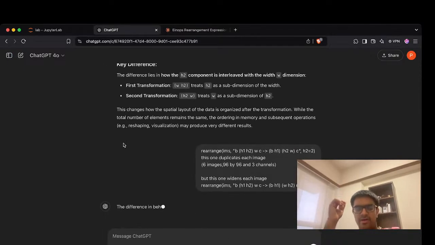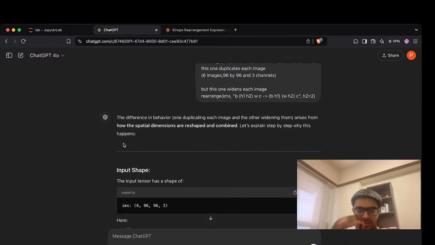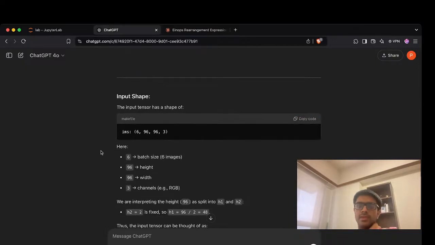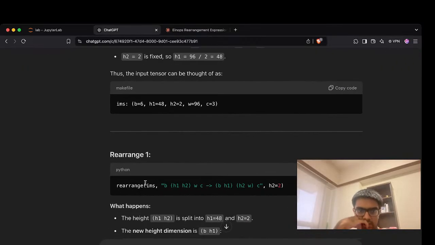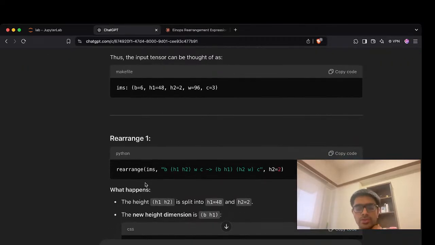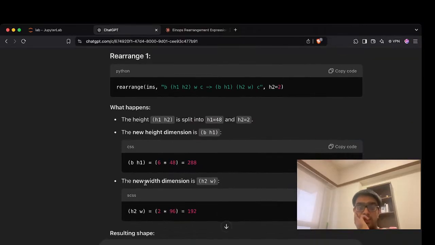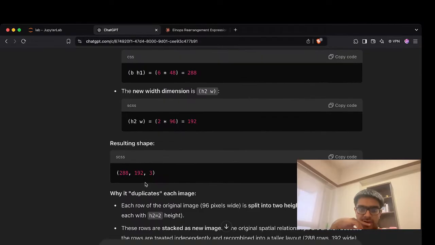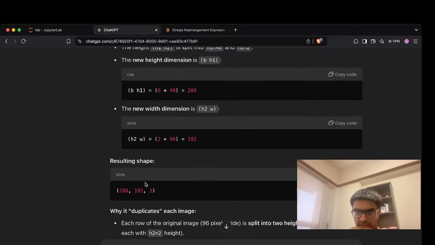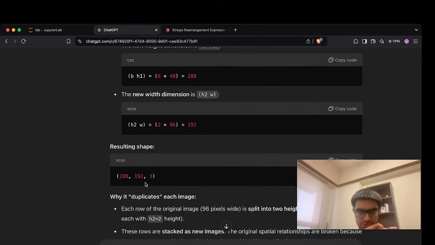I think it's because I haven't understood some fact about einops, right? So when we say this, we have 2, 4, 8, correct? Okay. Rearrange 1. The new height dimension is B H1, that's correct. The new width dimension has each row of the original pixels split into 2 height parts. H1 equals 48, H2 equals 2.